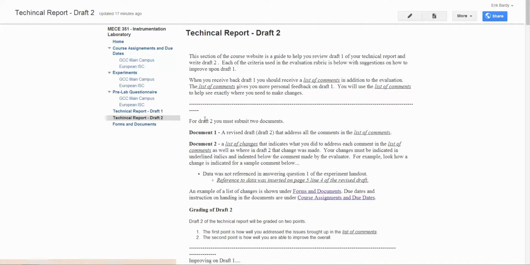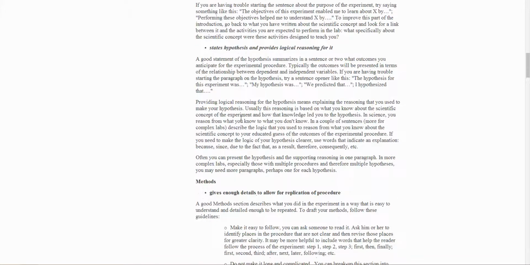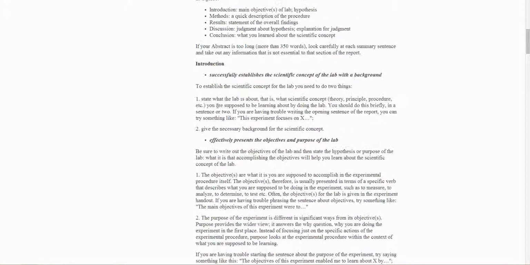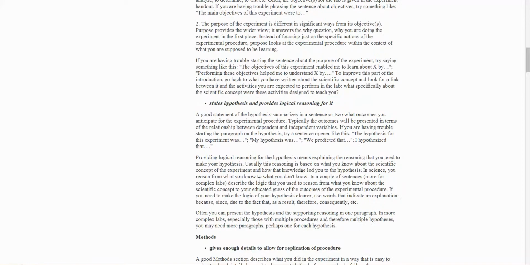So with that said, after you write a draft, or even before, you can read the extra help given under Draft 2. Scroll down to, sorry, I went too far, Introduction here. You have successfully establishes the scientific concept of the experiment with a background. It gives you some help on that. Effectively presents the objective and purpose of the lab. Again, there's a lot of help here. And then the third criterion, states hypothesis and provides logical reasoning for it. I'm not going to read everything here. You can do that on your own, but there's some extra help here.